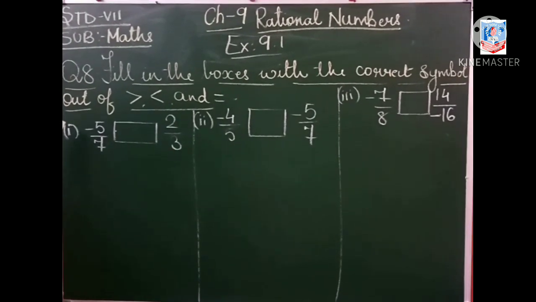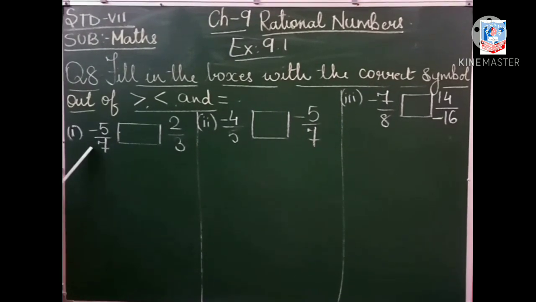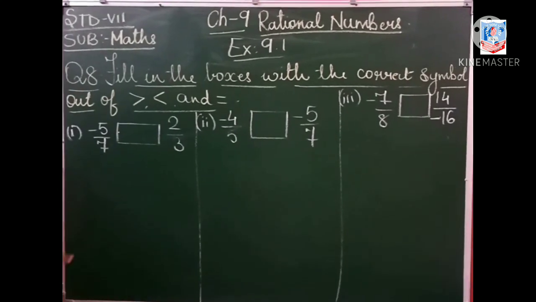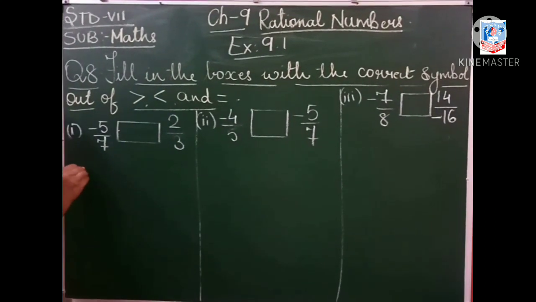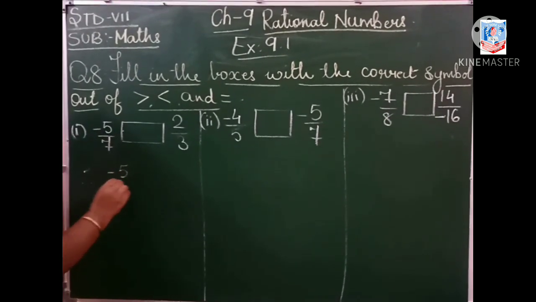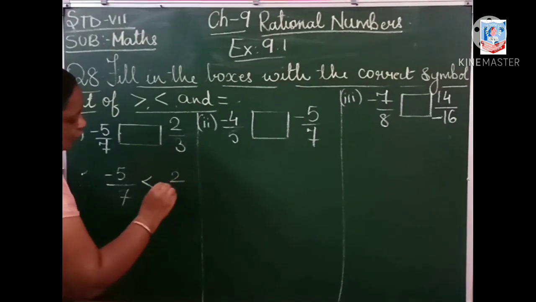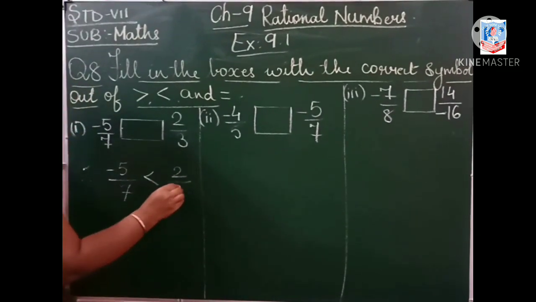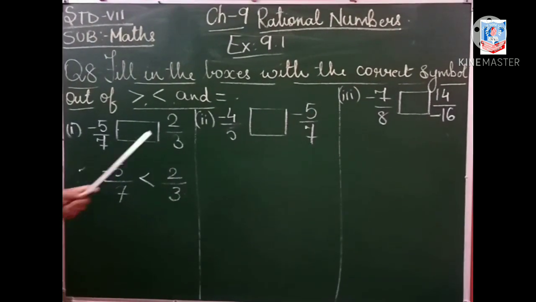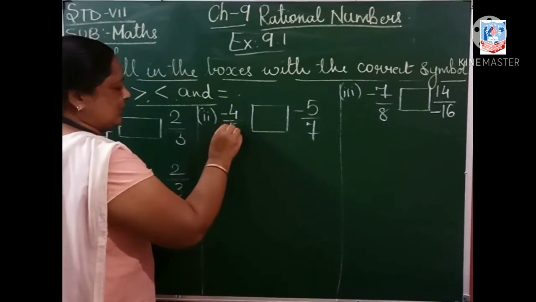Now you know negative numbers are less than positive numbers, and this is a negative number and this is a positive number. So which one is greater? This one is greater. Therefore, minus 5 by 7 is less than 2 by 3. Understood? Next, minus 4 by 5 and minus 5 by 7.